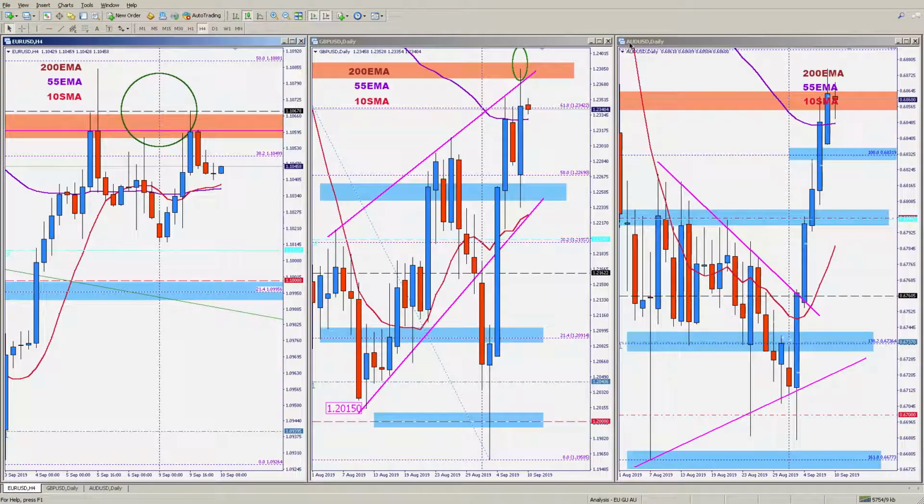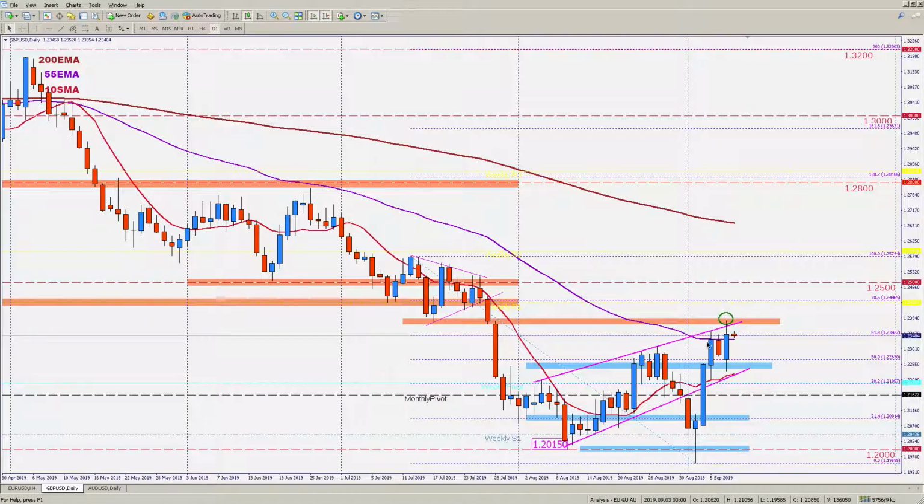Let's take a look at the cable. Yesterday was a strong bullish continuation move as well, from the support zone into the next resistance zone, the spike through the upper channel trend line and into this resistance zone that I highlighted on Sunday. Pulled back since then to the 62 Fib retracement area.